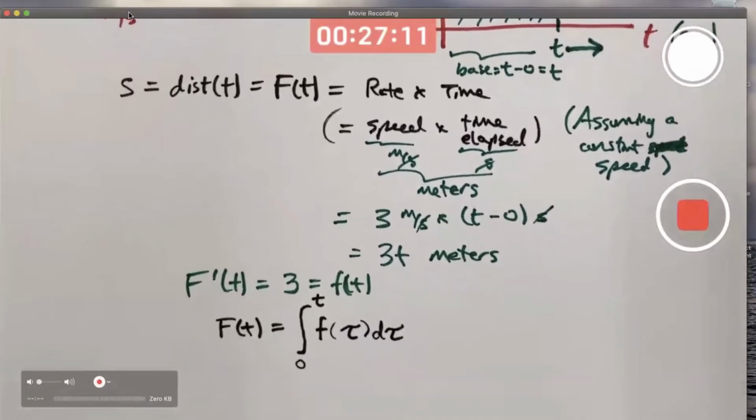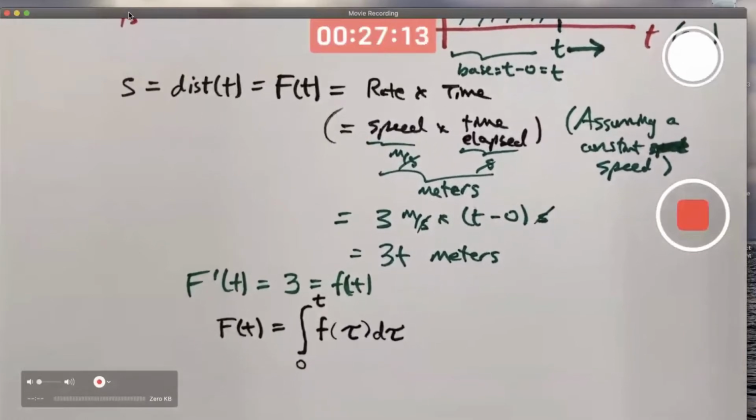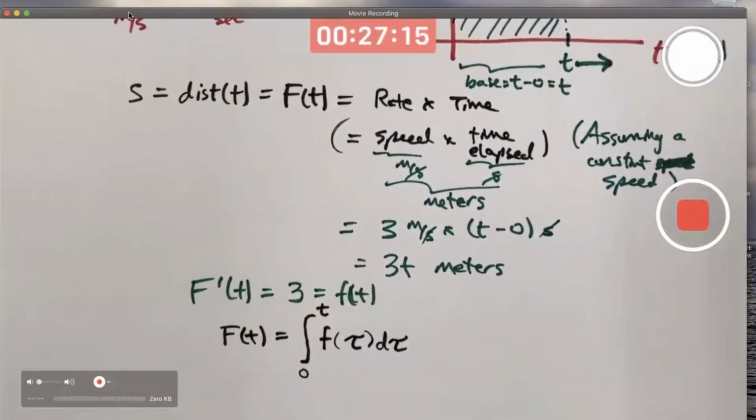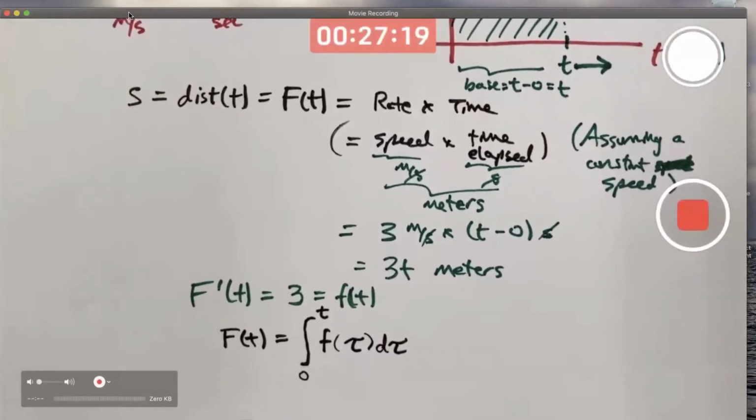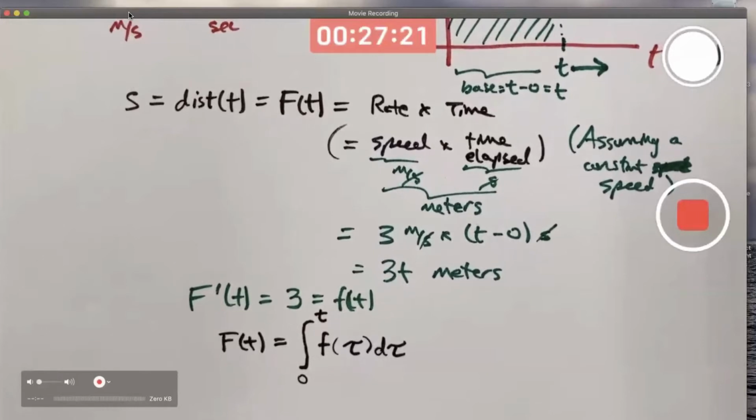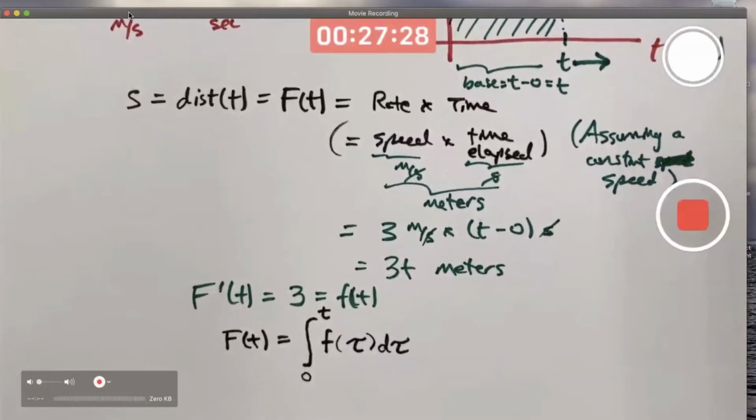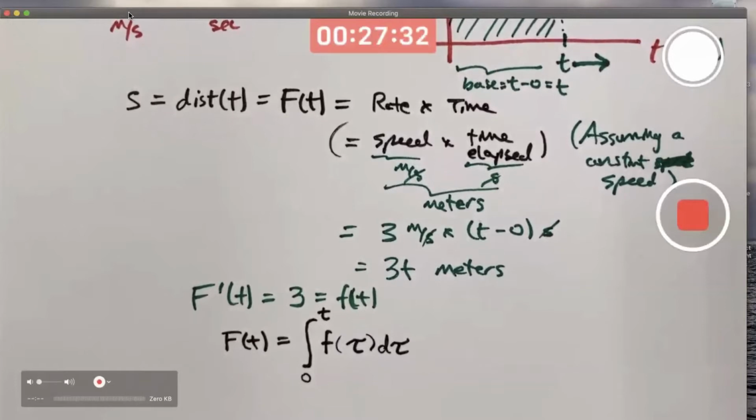That is an abstract way to write the answer. And the value of writing it this way is maybe twofold. For one thing, it is going to emphasize something essential for this course.